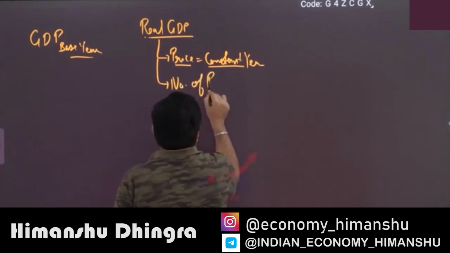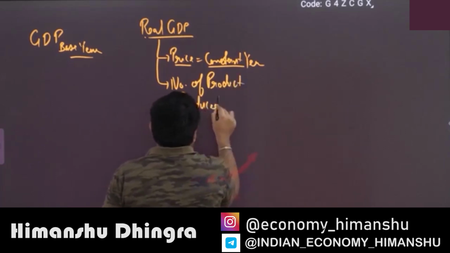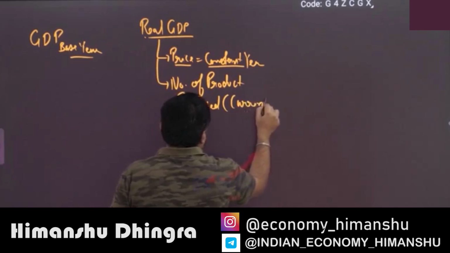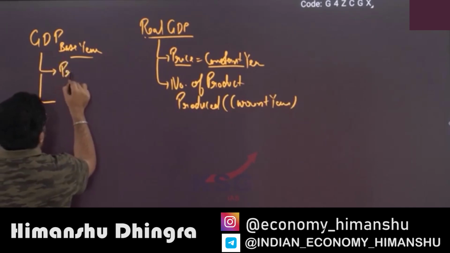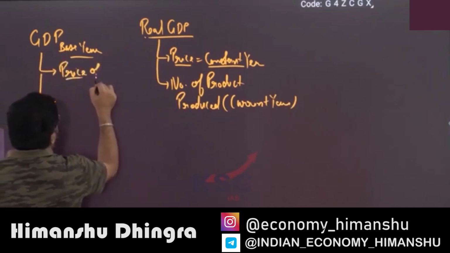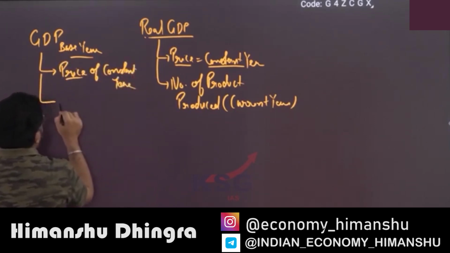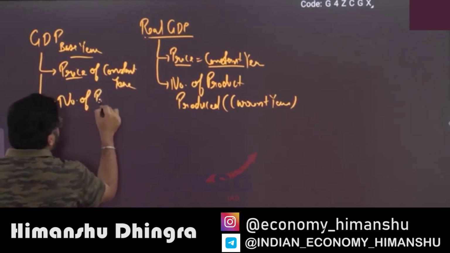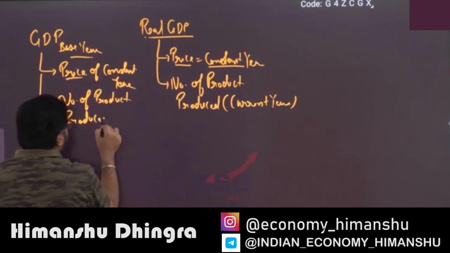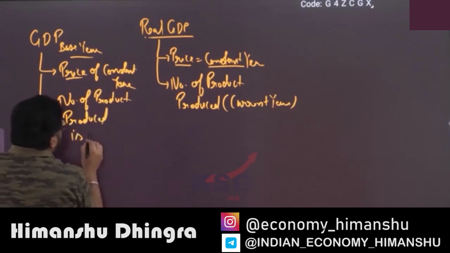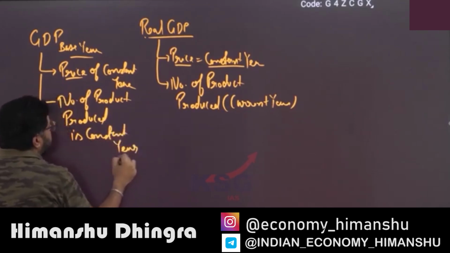that we are taking of current year, the number of products produced. And in GDP at base year, what are we doing? The prices we are taking are of base year, which I named constant year, plus the number of products produced is of constant year, so you can say base year itself.